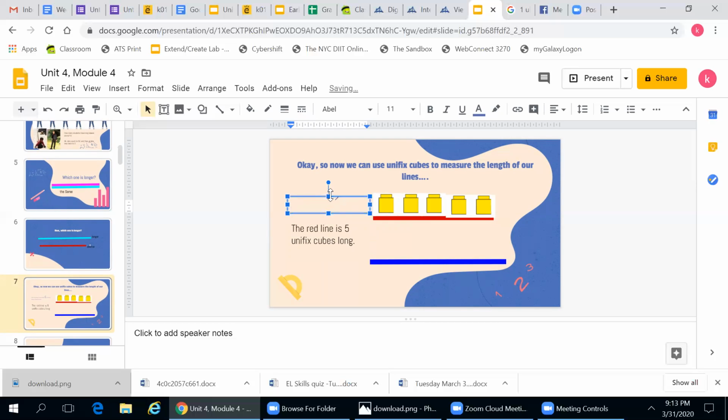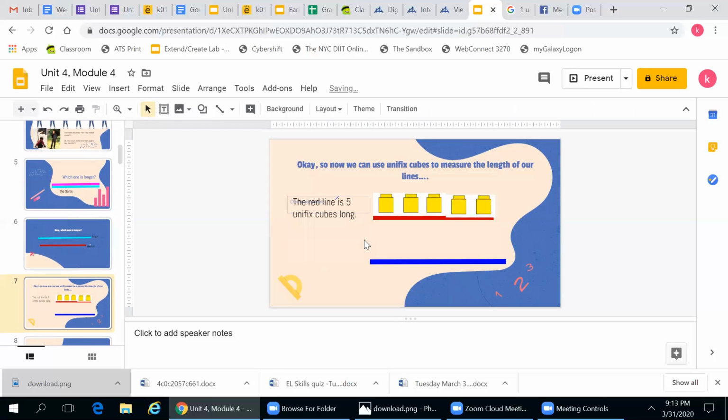Now, I want to find out how many Unifix cubes long the blue line is. And then we're going to see which is the bigger one, the longer one, and which is the smaller one or the shorter one, okay? Let's see.